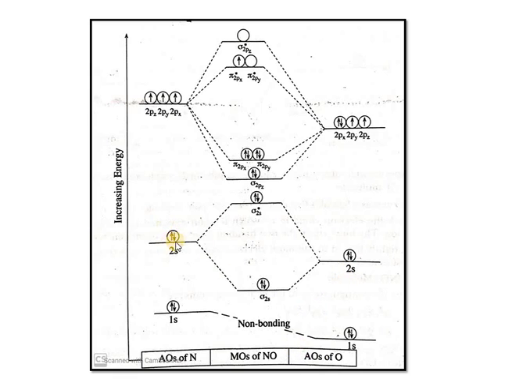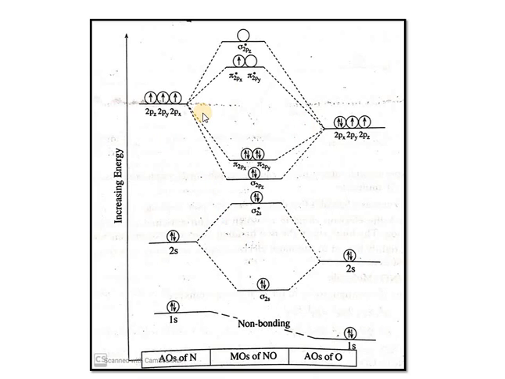Which is 11? These 2, 4, 7, and it is the 4. So a total of 11 electrons will participate in forming the molecular orbitals, and these 11 electrons are to be accommodated in the molecular orbitals. The molecular orbital energy level diagram of the nitric oxide molecule is shown here.